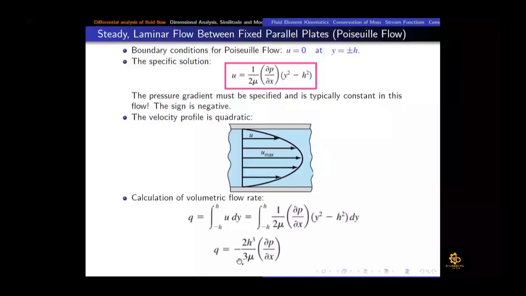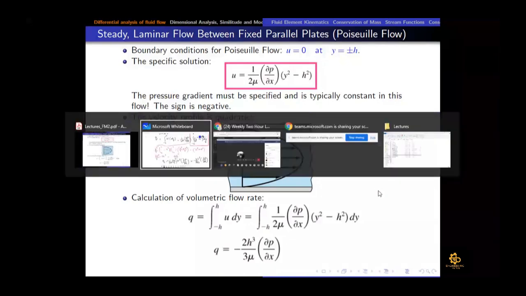But there is one thing very confusing, that there is a minus sign. So it means that the flow would be in the negative x direction, which is not possible because u is in the positive x direction. The only thing which needs to be considered here is that partial p by partial x is a negative value, because the pressure should drop in order to flow in the x direction. The pressure should drop in the x direction.